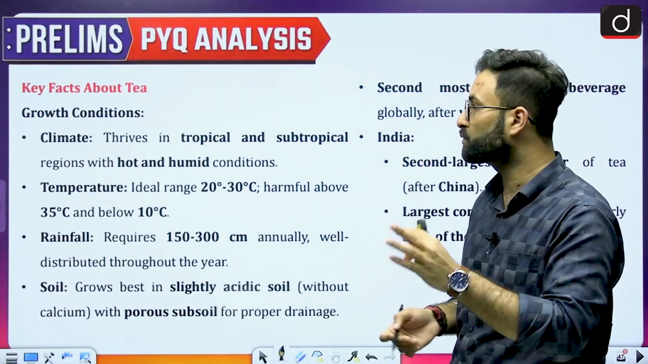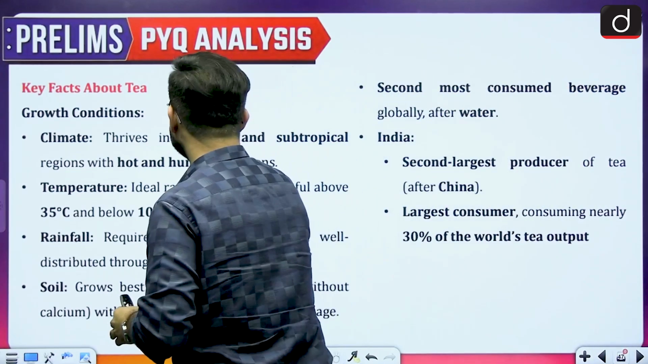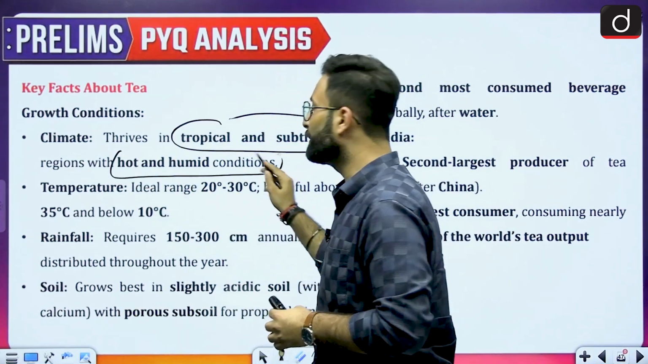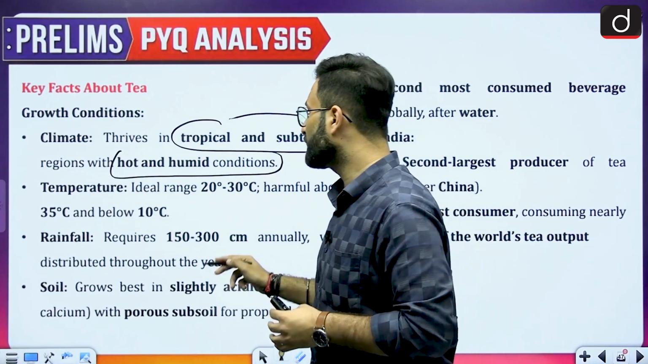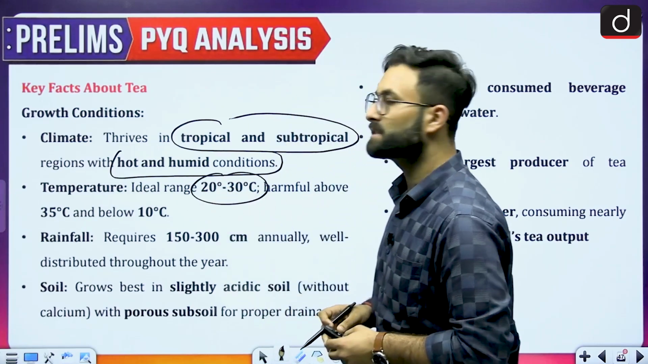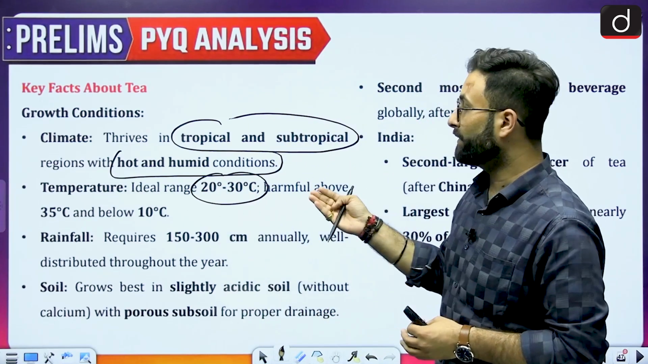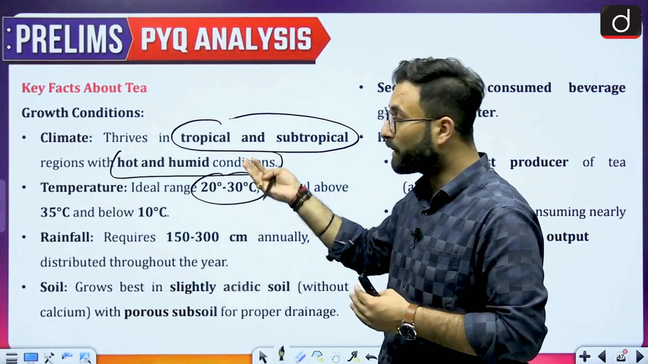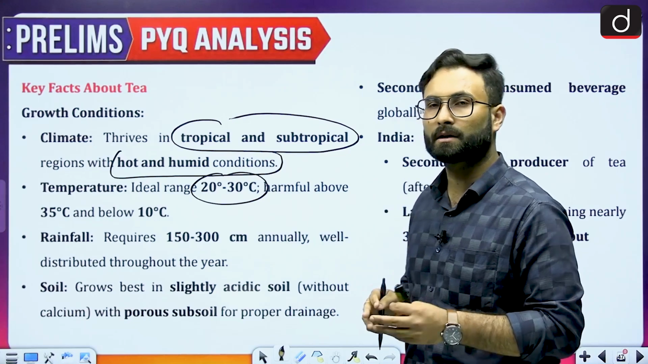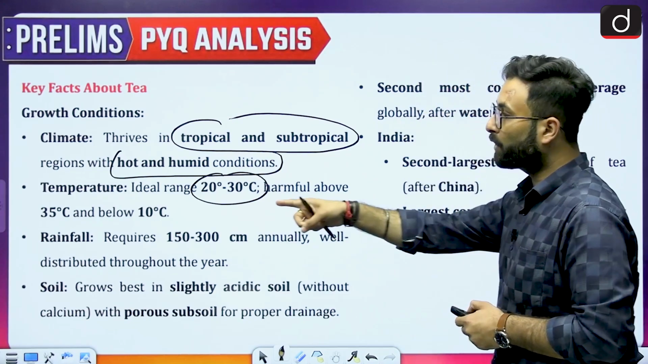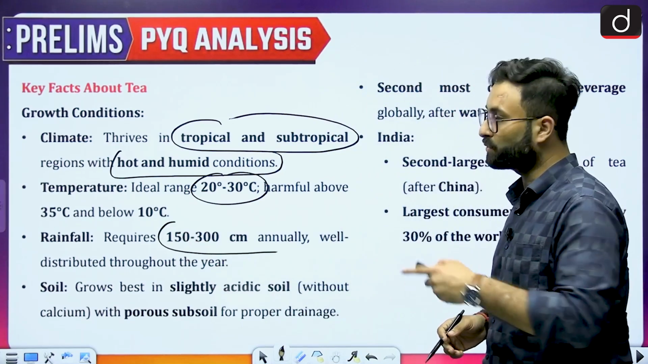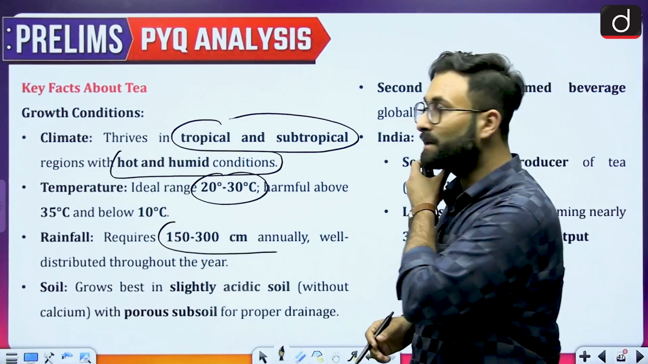Growth conditions: we need a tropical and subtropical climate, a region with hot and humid climatic conditions. The ideal temperature range is 20 degrees Celsius to 30 degrees Celsius, and temperature above 35 degrees Celsius is harmful, or below 10 degrees Celsius is also harmful. When we talk about rainfall, it requires 150 to 300 centimeters of rainfall annually, which is an important condition.